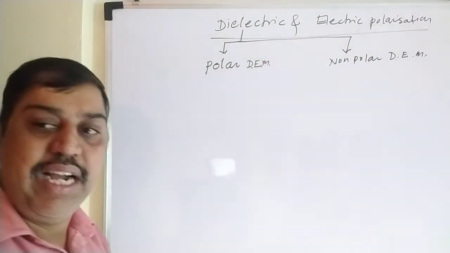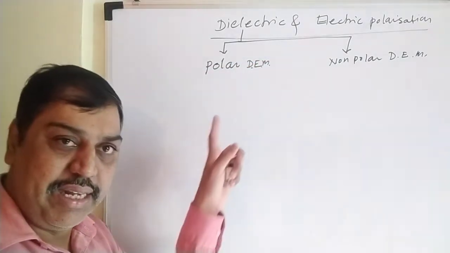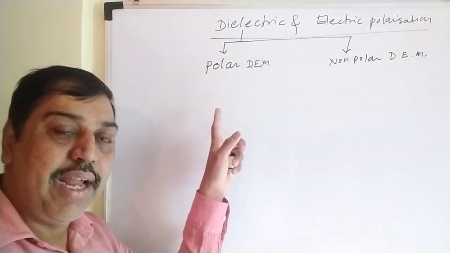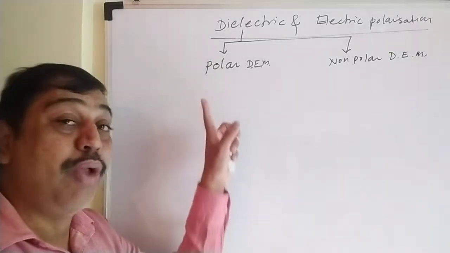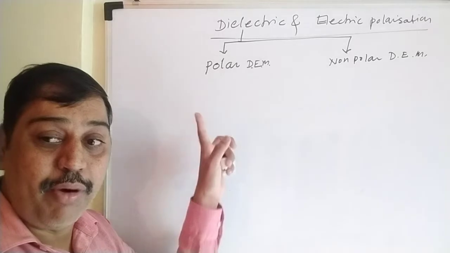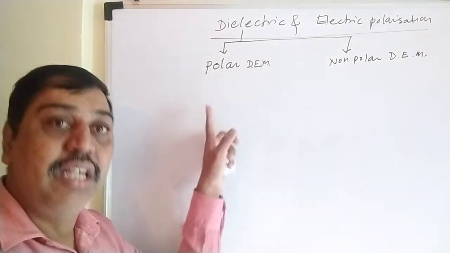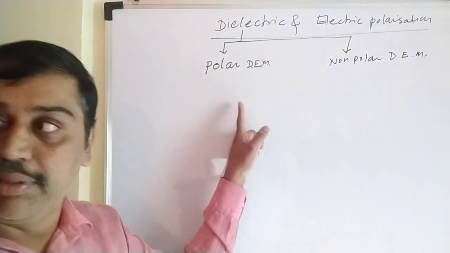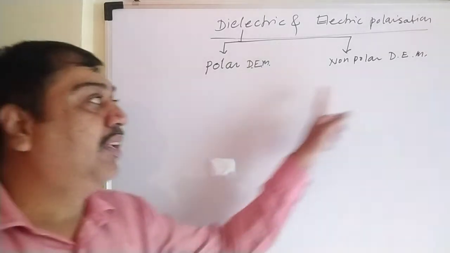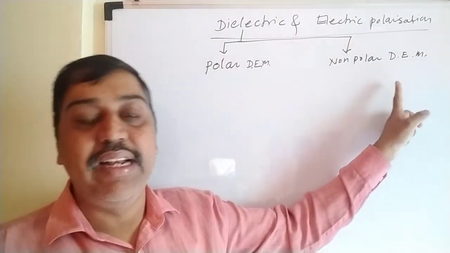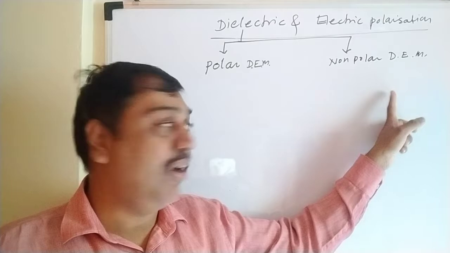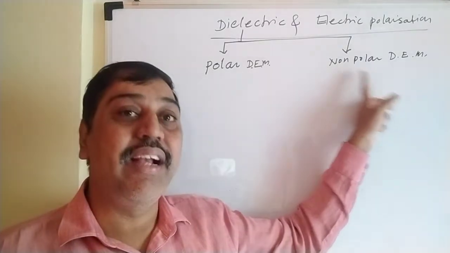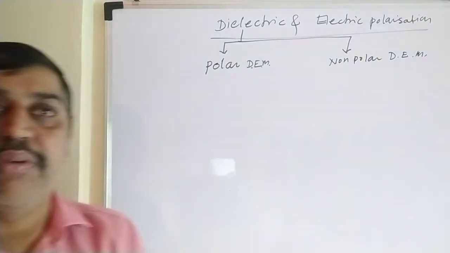As their name suggests, a polar dielectric material is a material which, when kept in an electric field, has polarities, separate positive and negative polarities. That's why it is said to be a polar dielectric material. And the material which doesn't have polarities, when it is kept in an electric field or without an electric field, is said to be non-polar. Before going into detail, let's see.